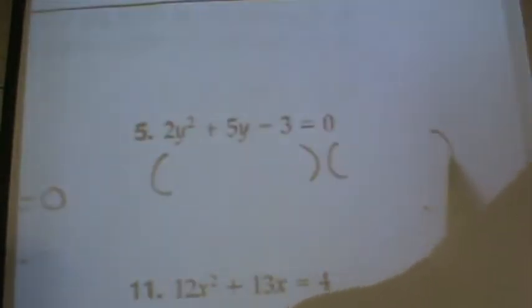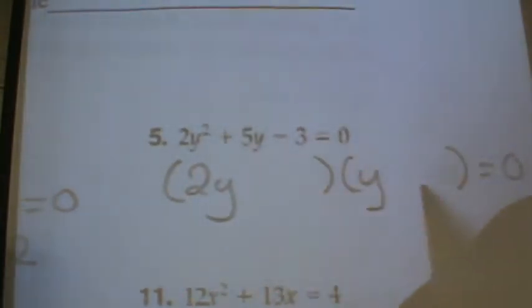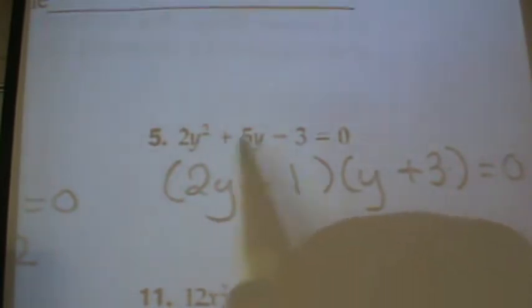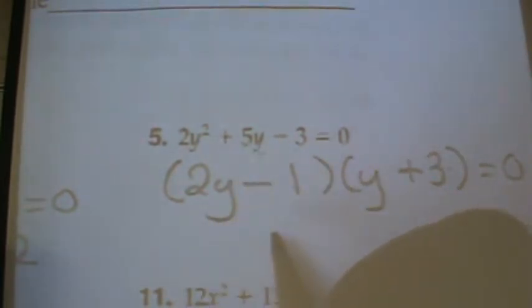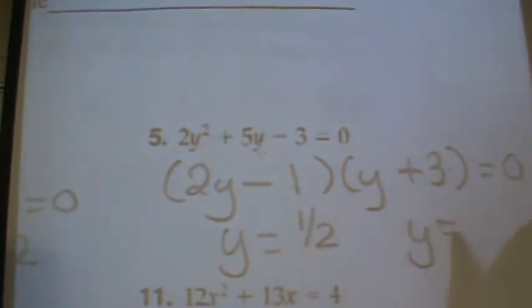Number 5, now the coefficient is not a 1, so we have 2y and y. This is going to be a positive 3 because that's going to give us 6 and a negative 1. That'll multiply to give you negative 3 and FOIL out to give you a 5. So my two solutions are 1/2 and what else? Negative 3. Excellent.